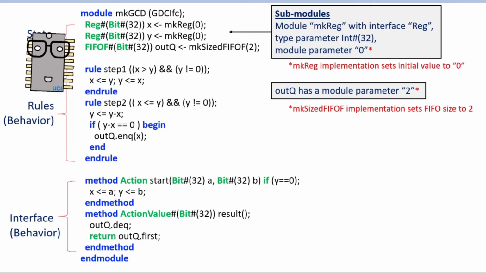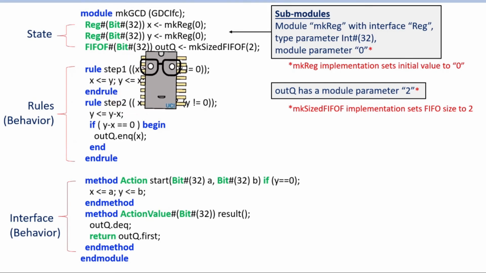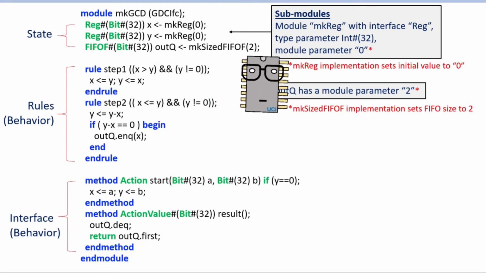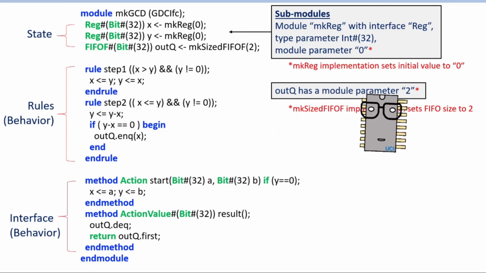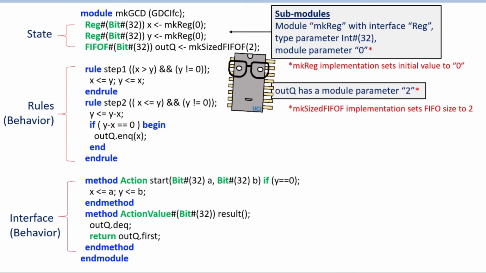So you have a hardware queue of type bit 32 called out queue. And it is a sized FIFO F of size 2. Out queue has a module parameter 2. And in this sized FIFO context, when you give it 2, you basically say build a fixed size FIFO of size 2. And the fixed size nature of FIFOs here is also kind of interesting if you're coming from a software designing background.